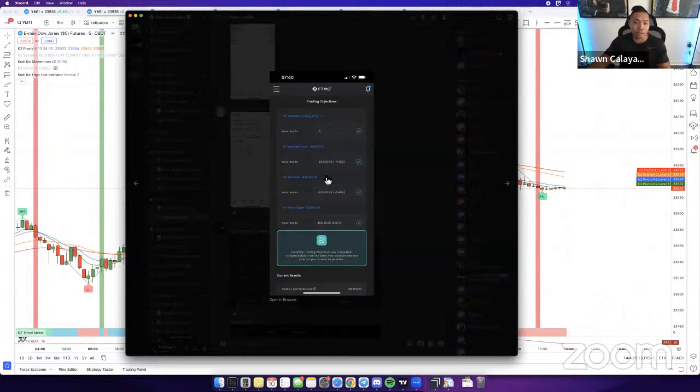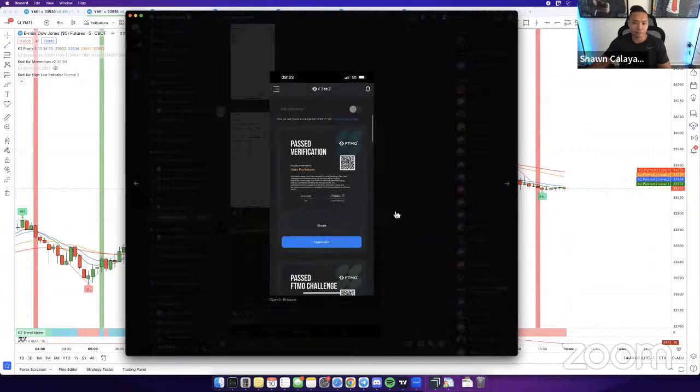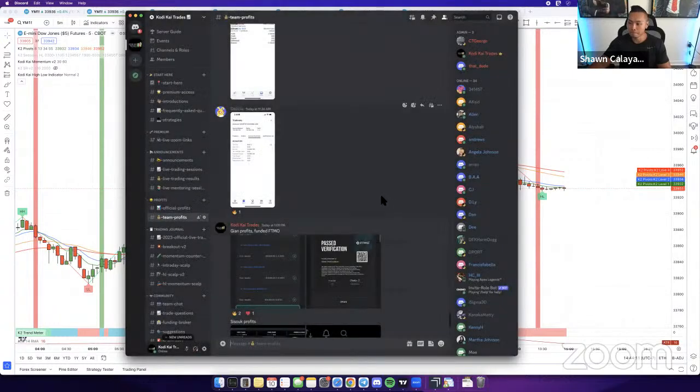He actually did a lot better than he needed to, because he pretty much made back another 10%. He only needs to make 5%, but since he was in drawdown, he had to make back that 5%, and then he made another 5% on top of it. So he technically made 10% to pass that verification. And yeah, Gian's now funded on a 200K account. So nice work, Gian. Yeah, it's good work.